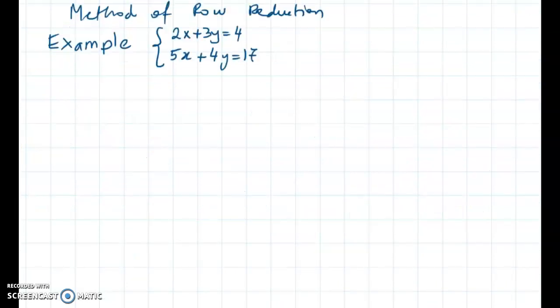This is our example. I want to solve the system 2x plus 3y is equal to 4 and 5x plus 4y is equal to 17. In our simplified notation of augmented matrix, I can write 2, 3 bar 4 and 5, 4 bar 17. If you look at the system, there is no obvious move that will give me easily 1 for the value of x, for instance, or eliminate the 2x.